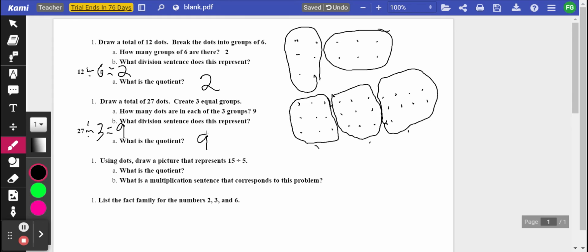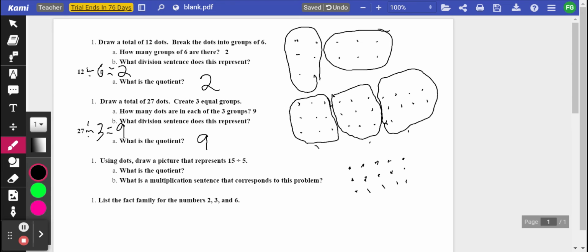Okay, next says, using dots, draw a picture that represents 15 divided by 5. So here's my 15, because remember, the first number is the total. So there's 15 total dots. 3, 4, 5, 6, 7, 8, 9, 10, 11, 12, 13, 14, 15. So 15 is that first number, the total amount, and I want to divide it by 5. So that means I could either divide it into 5 equal groups, or I can divide it into groups of 5. I think it's always easier to divide into groups of 5.